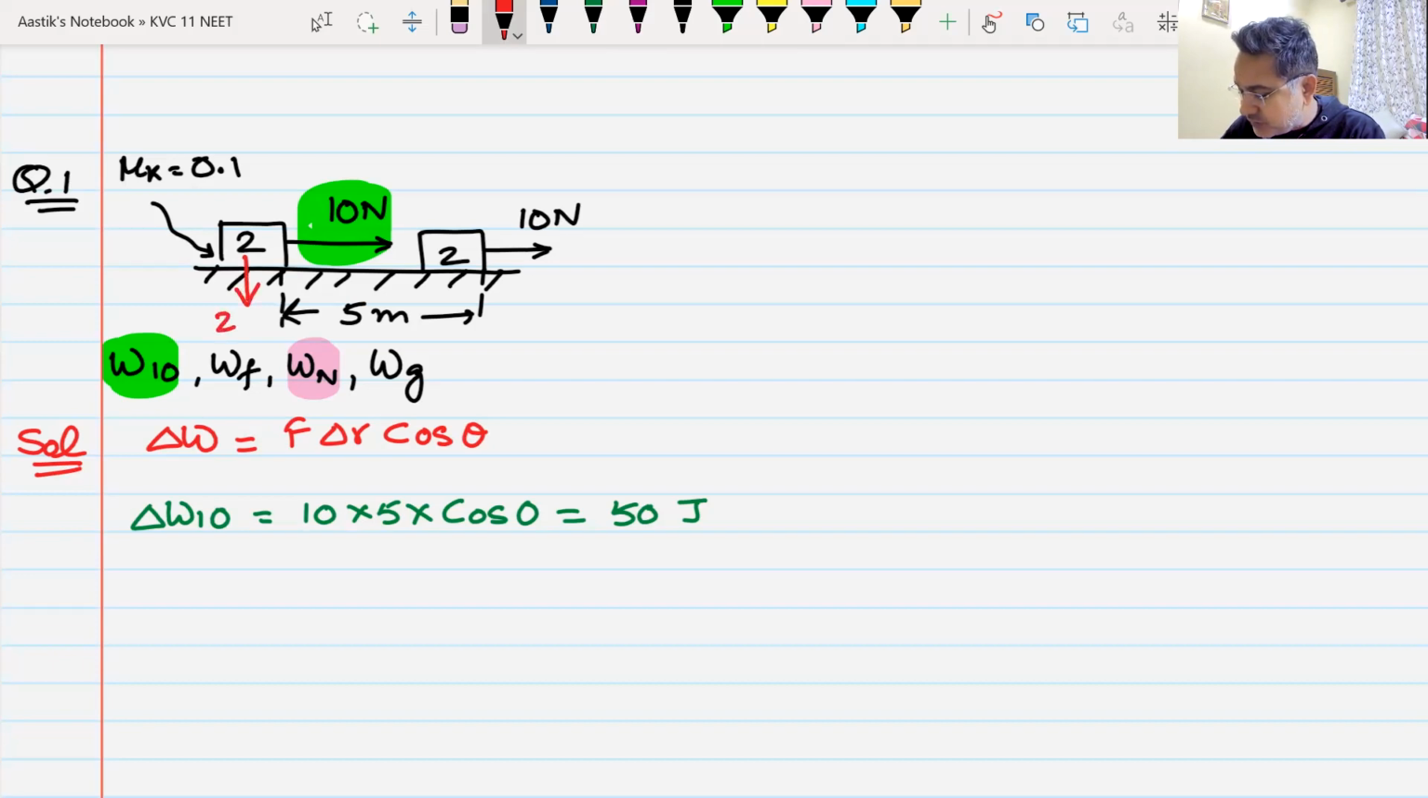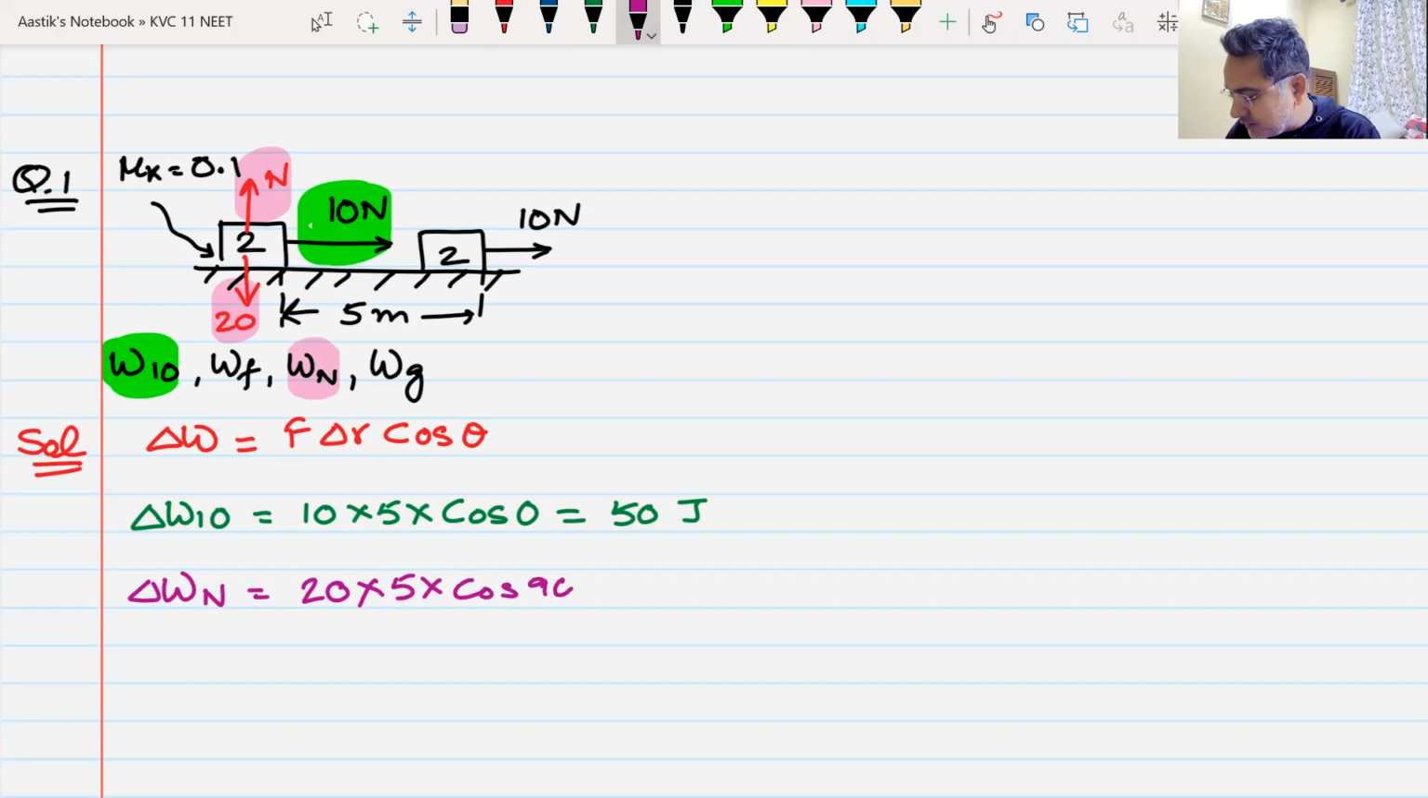First of all, let me draw. This is 20 Newton. This is the normal reaction, and its value would be 20. So the work done by the normal reaction is 20 multiplied by the displacement 5 multiplied by cos of the angle between normal reaction and displacement, which is cos 90 degrees. Cos of 90 degrees is 0. So your answer will be 0 joules. That is your third answer.